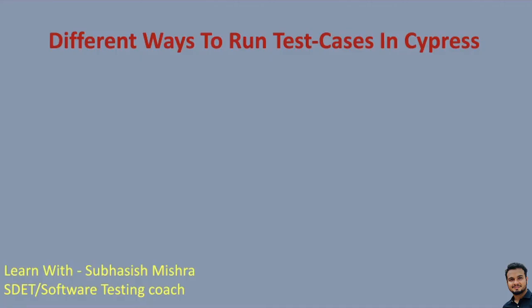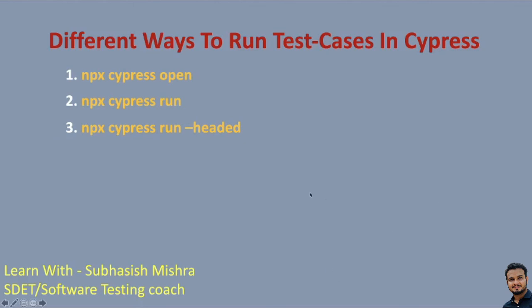So a quick recap of what we have learned today. First we used the npx cypress open command, through which you can open the Cypress test runner and execute the tests from that. In the next one, we learnt about npx cypress run. This is the command which you can use to execute the test cases from the terminal. Then we learnt about npx cypress run --headed. So it is a double hyphen. Okay. Make sure it is a double hyphen. So npx cypress run --headed.